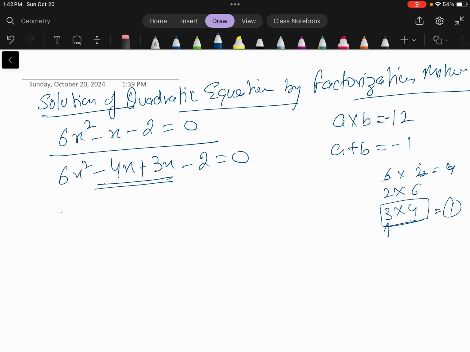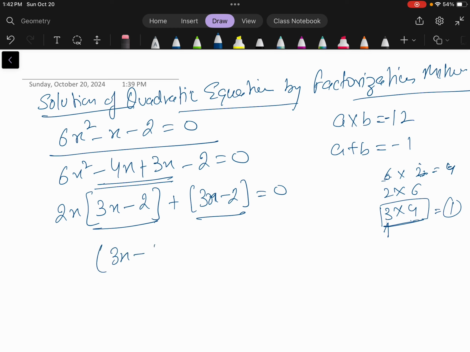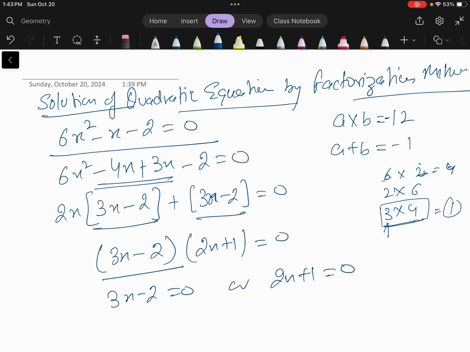So now what I will do, I will take 2x common from here. So this is equal to 3x − 2, and again plus, the remainder here is another 3x − 2 = 0. So we will take this value as common: 3x − 2, and here we get 2x + 1. So it means 3x − 2 = 0 or 2x + 1 = 0.